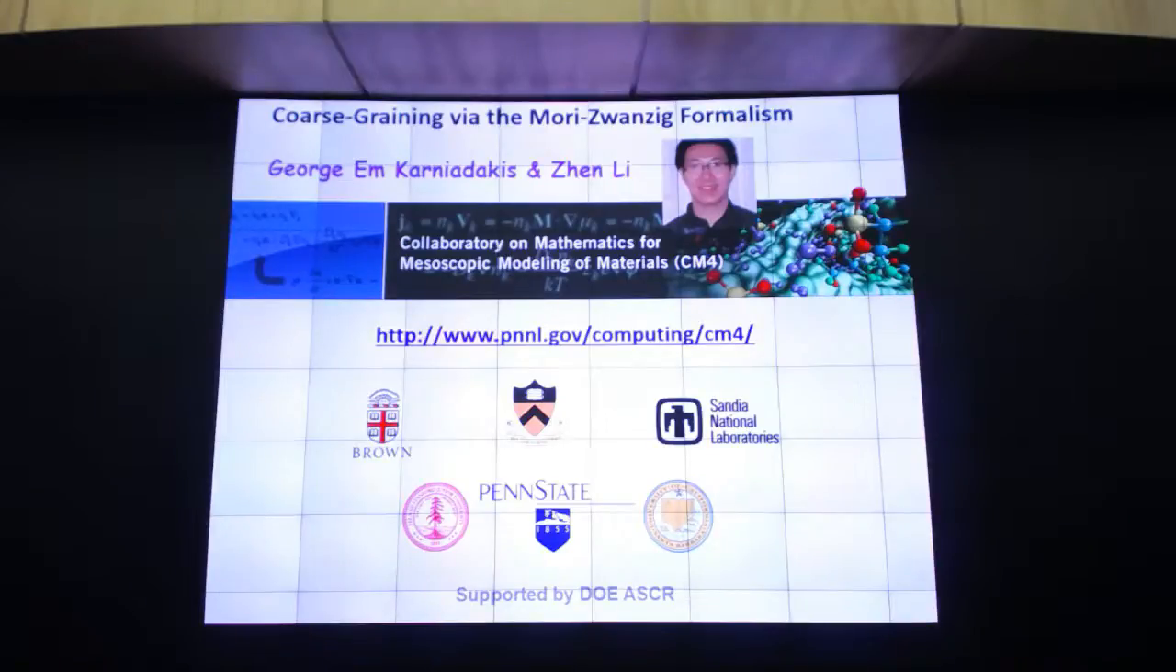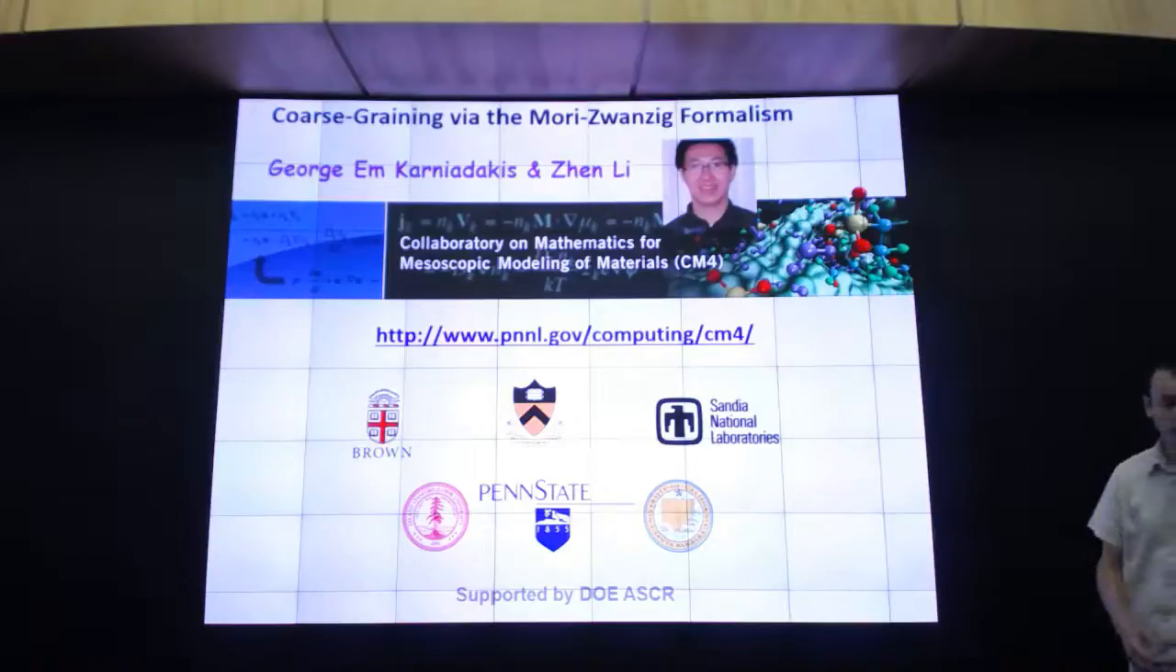So we talked about Mori-Zwanzig before, and it's a very powerful technique that allows you to build mesoscale models from fine-grained dynamics, like multidynamics or information-based simulations at a very fine scale. So therefore it's very relevant, obviously, for this topic of mesoscopic modeling. So George will be giving the first lecture.